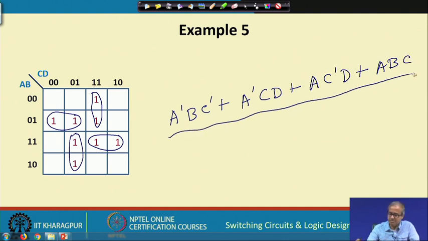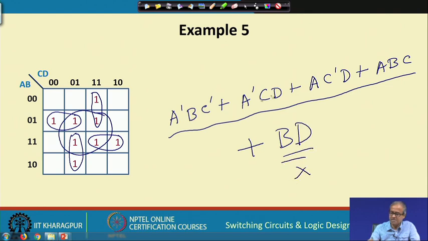This will be my minimized form, but if you also include this middle one, then you will also include another term which is redundant, not required. It will be actually B and D, B D. B D is not required at all. So, you unnecessarily are using 5 terms. These 4 are sufficient. These will be covering B D automatically, right. This is something you should remember.